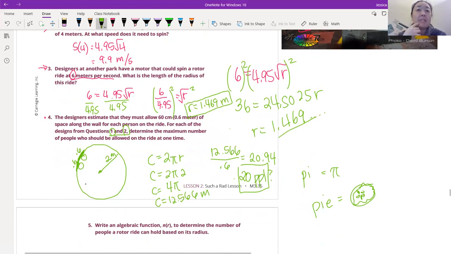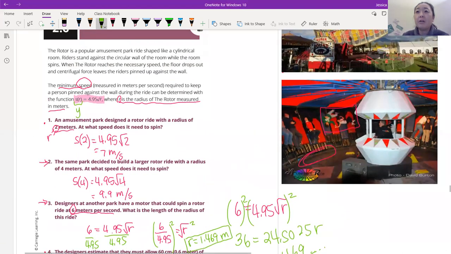Designers estimate that they must allow 60 centimeters of space along the wall for each person on the ride. So notice, do you see this guy? 60 centimeters, so it's about 0.6 meters for each one of those guys, right? To make it safe so nobody's bumping into each other, we don't want that, right?